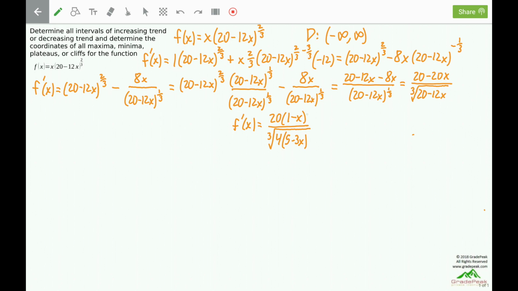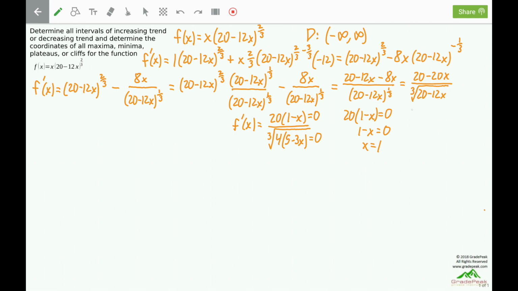We can set the numerator equal to 0 and the denominator equal to 0 and solve for all x's, starting with the numerator. 20 times (1 minus x) equals 0. We can divide both sides by 20. 1 minus x equals 0, which means that x equals 1.